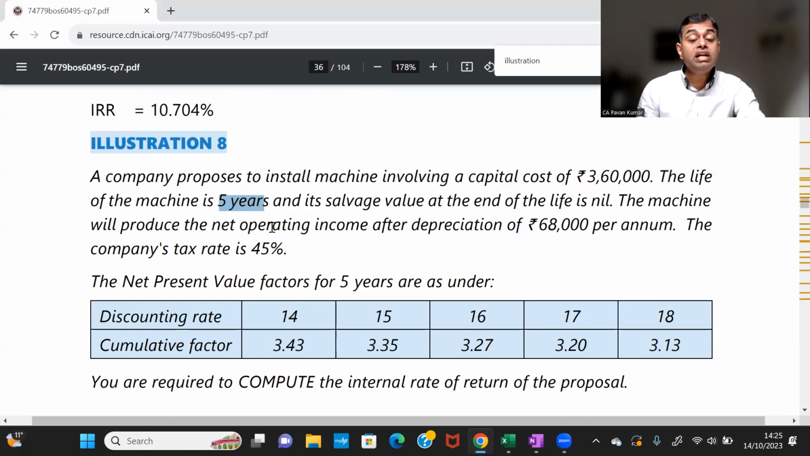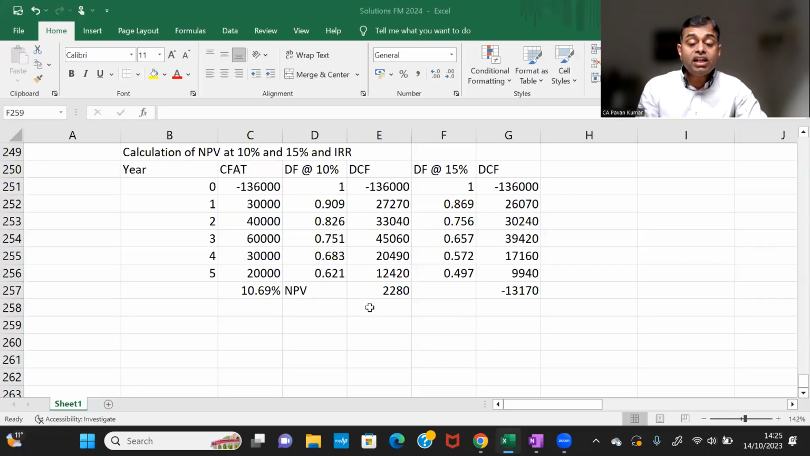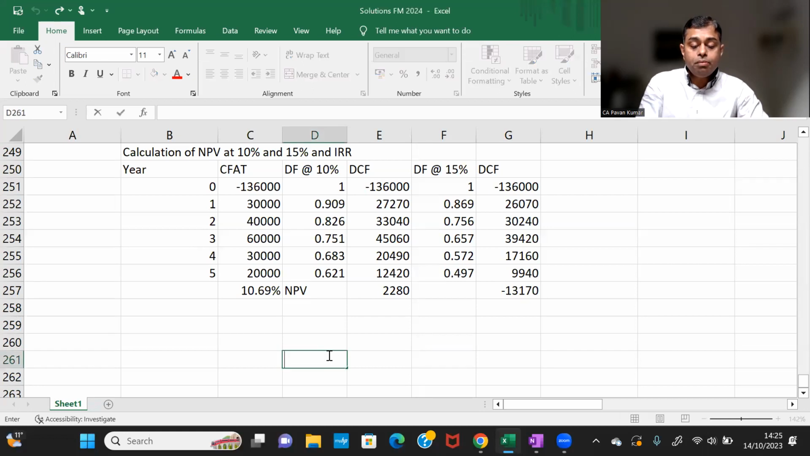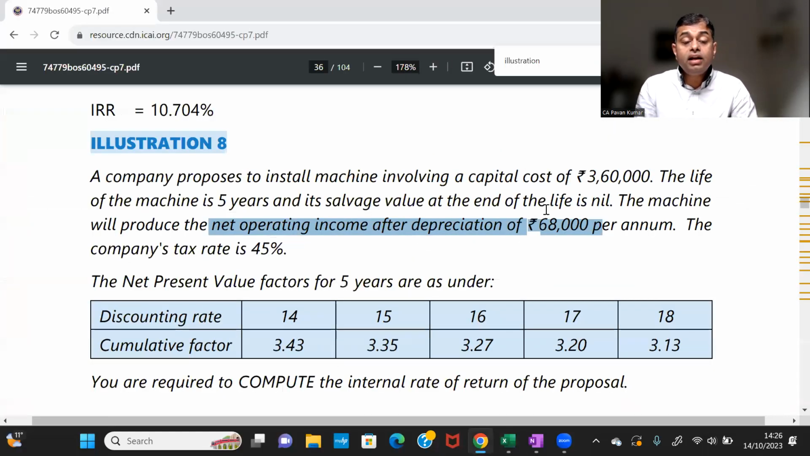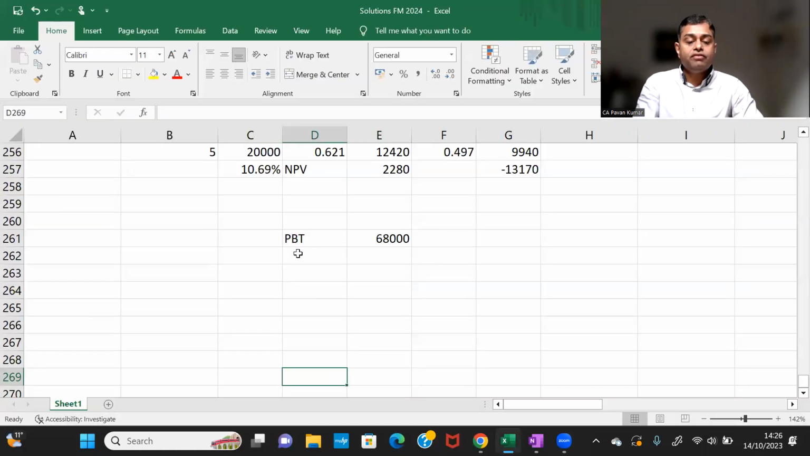The machine will produce net operating income after depreciation. So they have not given cash flows. They have given profit after depreciation. That means profit before tax. So they gave PBT 68,000. Then they said tax rate is 45%.